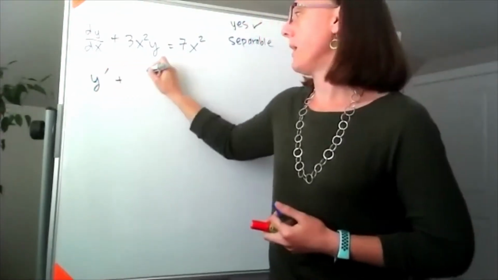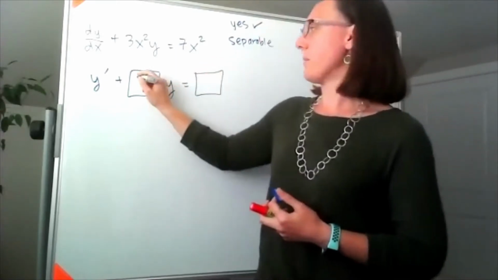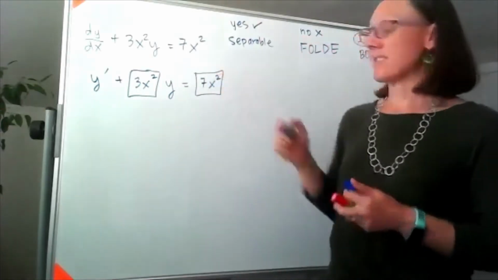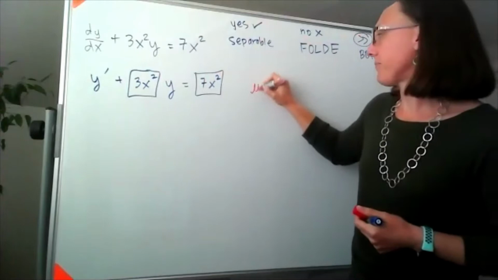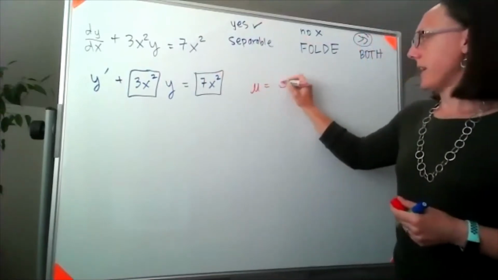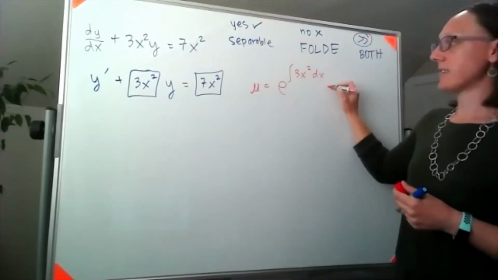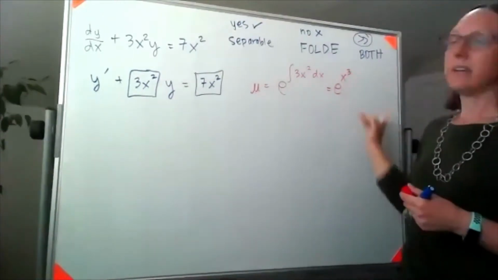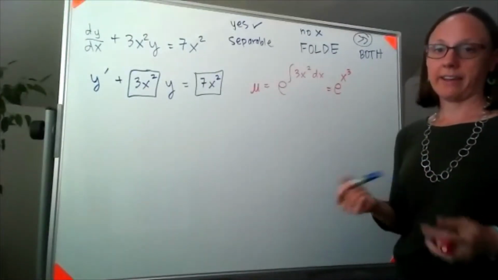y prime plus something times y is equal to something, where that's my 3x squared and that's my 7x squared. So I'd find my integrating factor by taking e to the integral of 3x squared dx, or e to the x cubed. Then I would multiply everything through by that e to the x cubed.